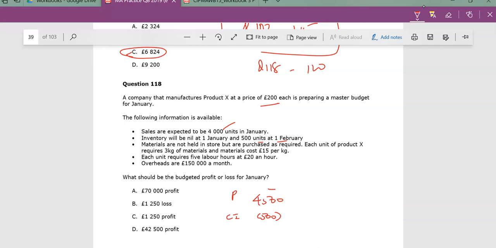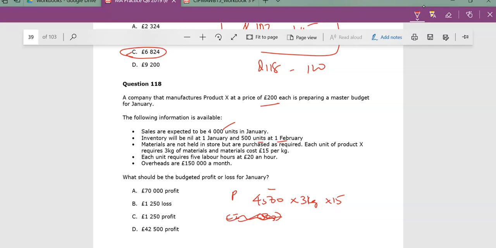So where are we? So inventory, yes. Materials are not held in store, but a purchase is required. Each unit of X requires 3 kilograms. So we bought in 3 kilograms and we spent 15 pounds. Right. So let's get that right first. Let's get the full production cost before we talk about closing inventory.